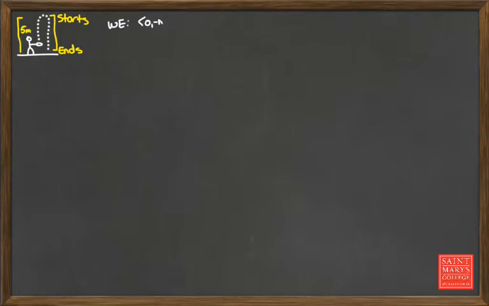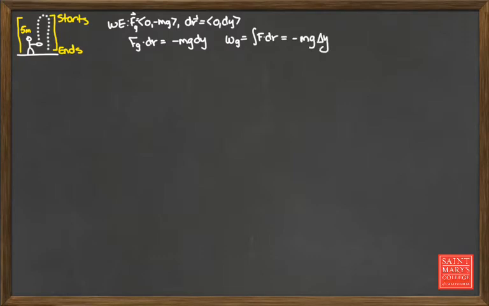Again, gravity is 0, minus mg. dr is just 0, dy. There's only motion in the y direction. The dot product in this case is again minus mg dy. Yet again, the work due to gravity is this integral, which is going to yet again give me minus mg big delta y, or the total displacement.